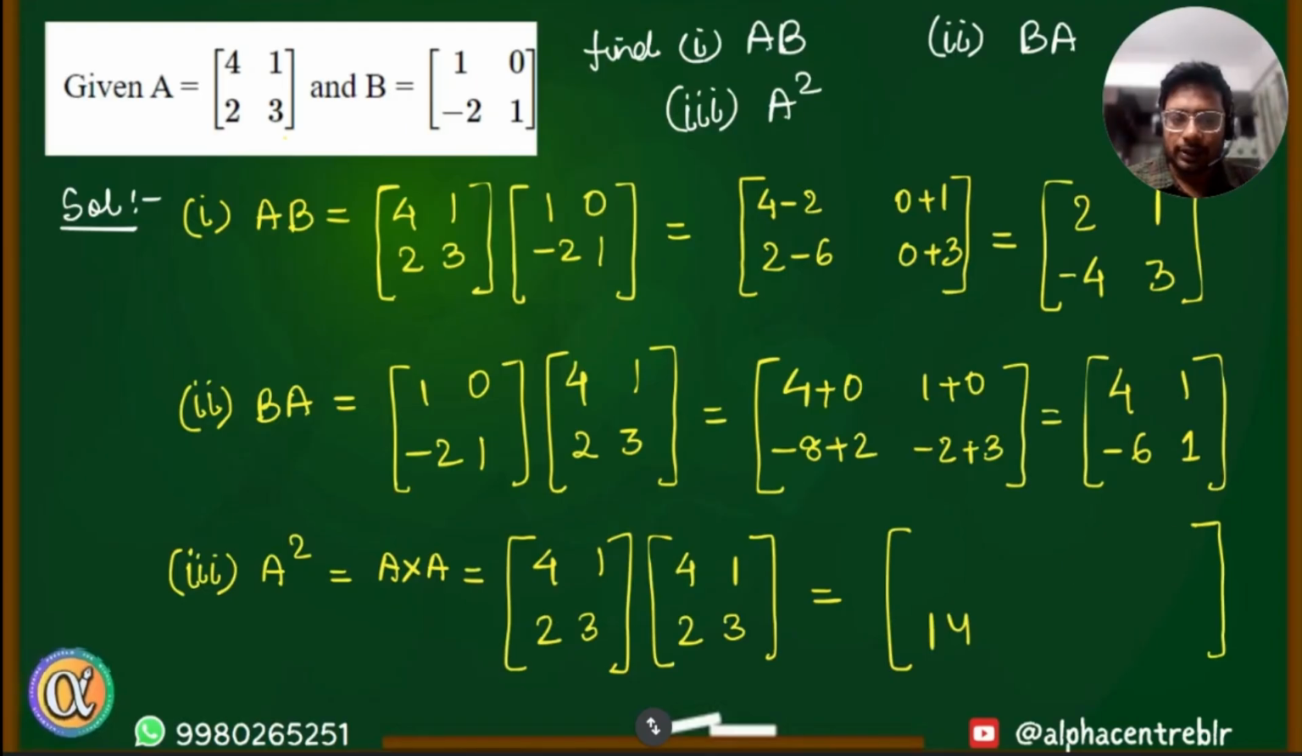If you want this term, this is first row, second column. So when you do first row and second column, you get that term. 4 ones are 4, 3 ones are 3, 4 plus 3, 7. If you want this term, this is second row, second column. Multiply the corresponding terms. 2 ones are 2, 3 threes are 9. 9 plus 2, 11. And this is first row, first column. 4 fours are 16, 2 ones are 2, 16, 17, 18. That's it.